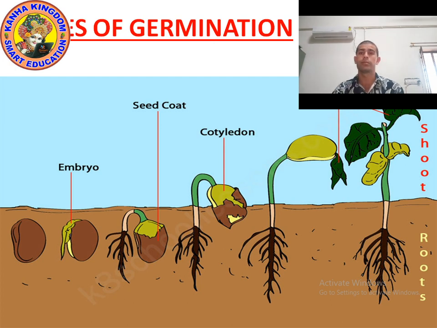Now we'll study all these stages one by one. Okay, I will write on the screen, and you can write in your notebook. There are a total of 5 stages of germination. Yes, we'll study all these stages one by one. Okay, now let's move on to the next point.